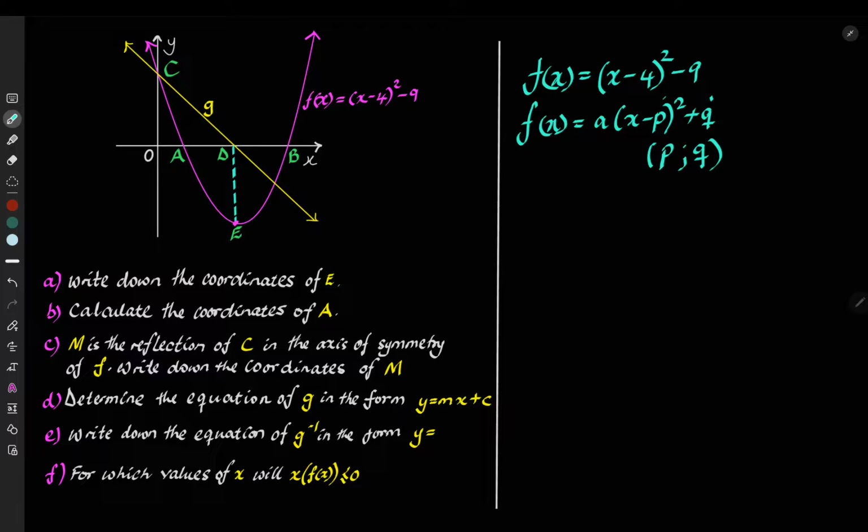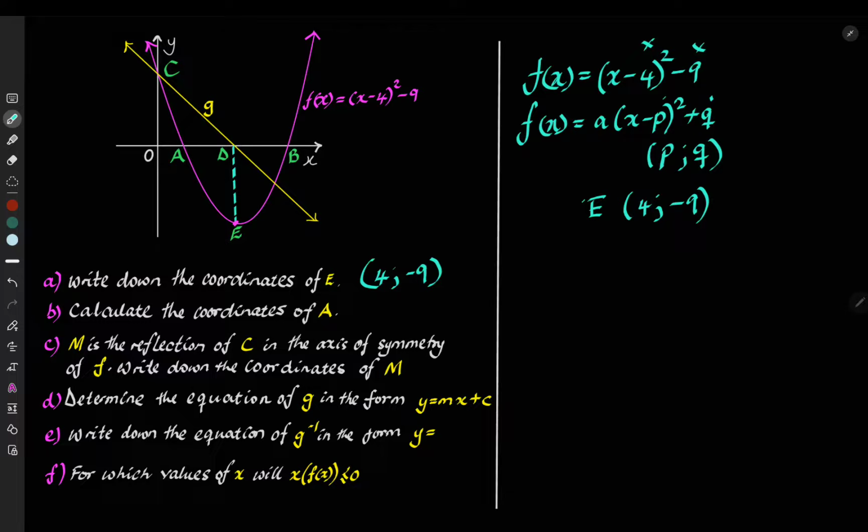In this case, we just read out the values. This is your p, and it's a positive 4 because there is a negative already, and q is negative 9. So the x coordinate of the turning point E will be positive 4, and the y coordinate will be negative 9. So the coordinates of E are (4; negative 9), and that is quite easy.